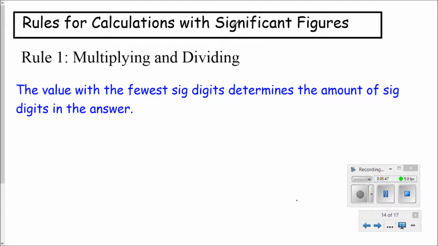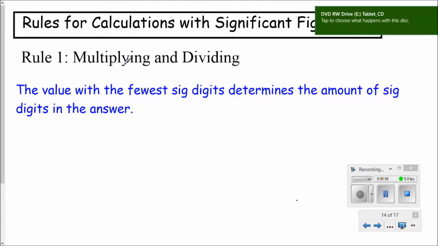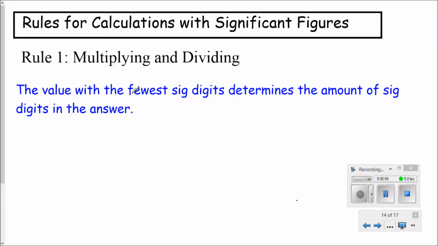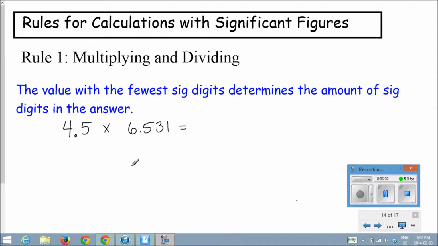So let's talk about our rules for calculations with significant digits. The first rule that we have is for multiplying and dividing. For the answer, the value with the fewest significant digits determines the amount of significant digits in our answer. Let's look at an example.